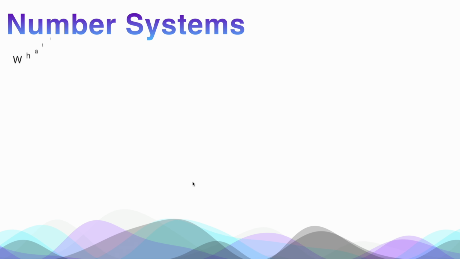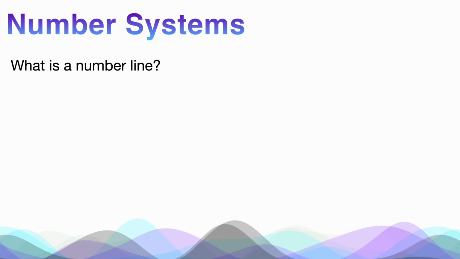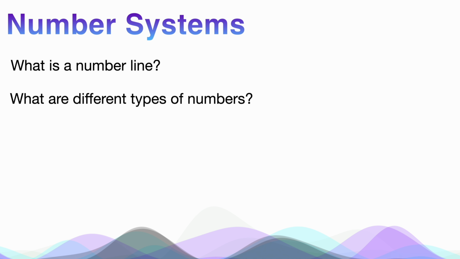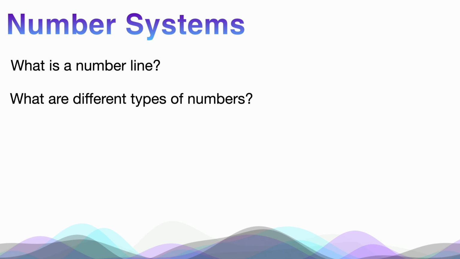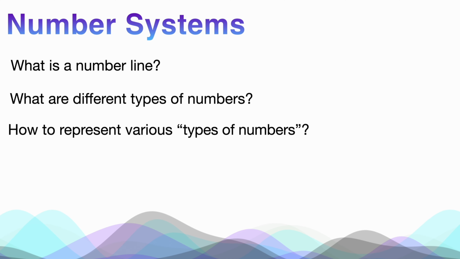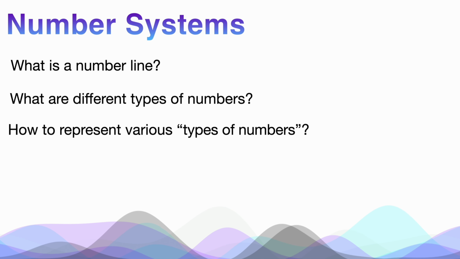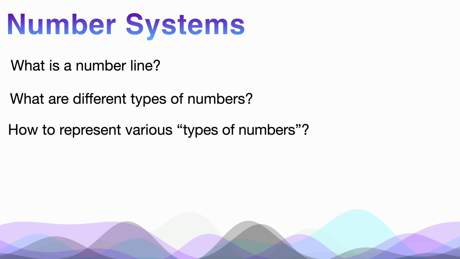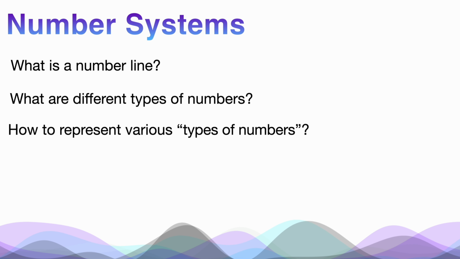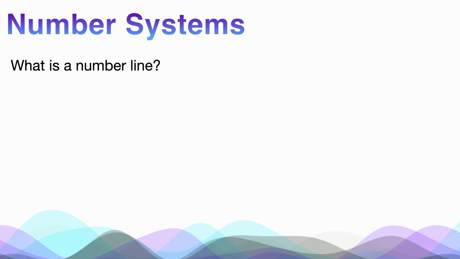So in number systems, the first thing that we are learning is what is a number line and what are the different types of numbers that we are going to encounter from now on, that is from class 9 to higher up. And how do we represent these various types of numbers on a number line, and in general what are these types of numbers, or what are the different ways we can classify numbers which can help us in future. So let us look at what is a number line.